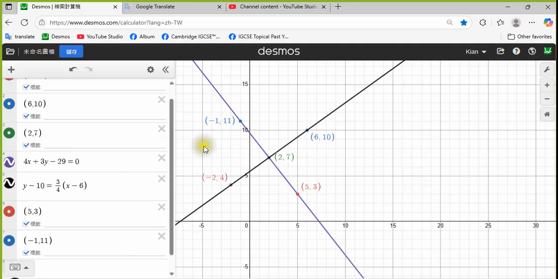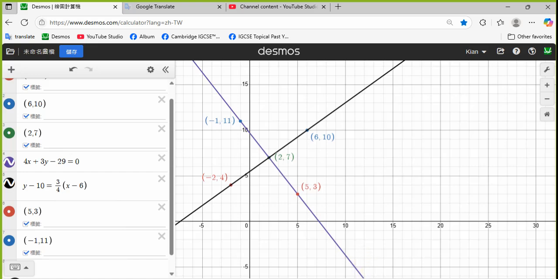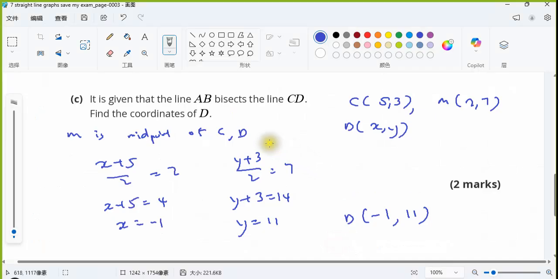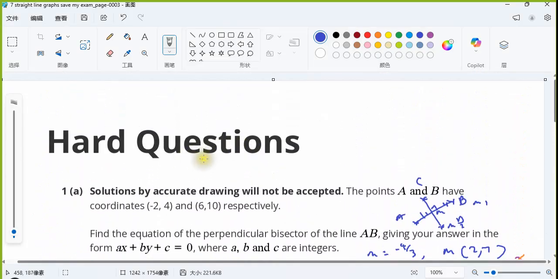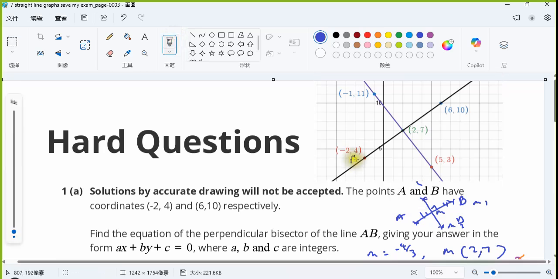Okay, so we use Desmos to plot all these points here. So we have -2, 4, and 6, the coordinates of A and B, and this is the midpoint. The perpendicular bisector bisects each other. This is C, this is D.